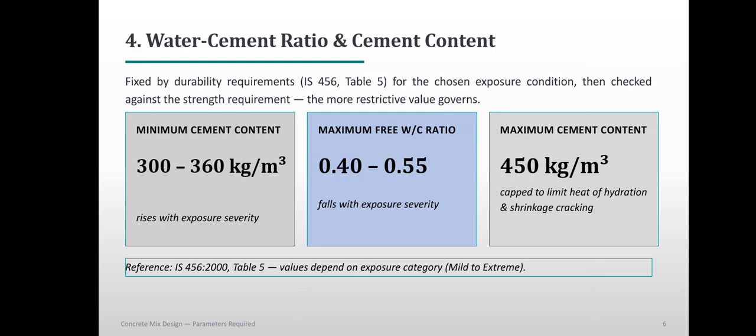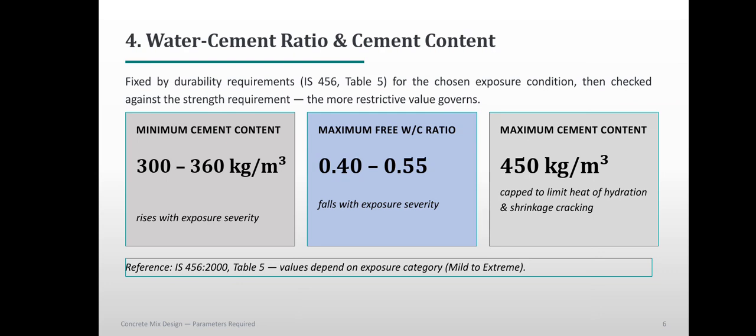The next parameter is the water cement ratio and cement content. Water cement ratio is one of the most important factors controlling both strength and durability. IS 456 specifies the maximum water cement ratio and minimum cement content for different exposure conditions. During mix design, whichever requirement is more stringent between strength and durability is adopted. Also, maximum cement content is generally limited to 450 kilograms per cubic meter to avoid excessive heat generation and shrinkage.